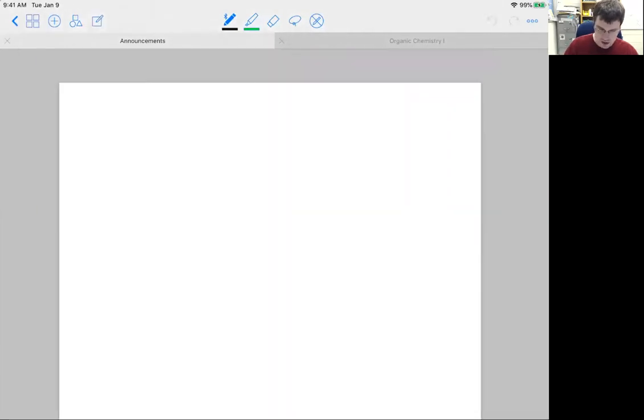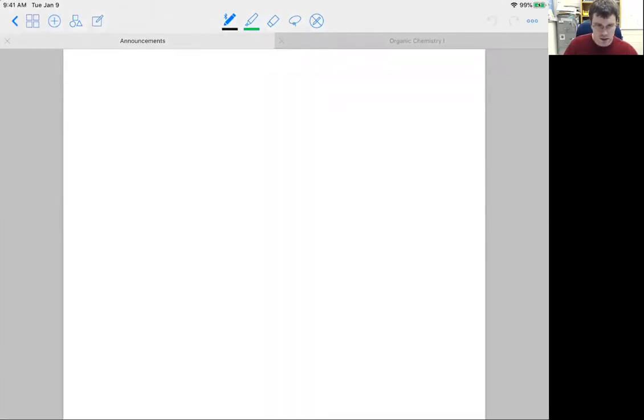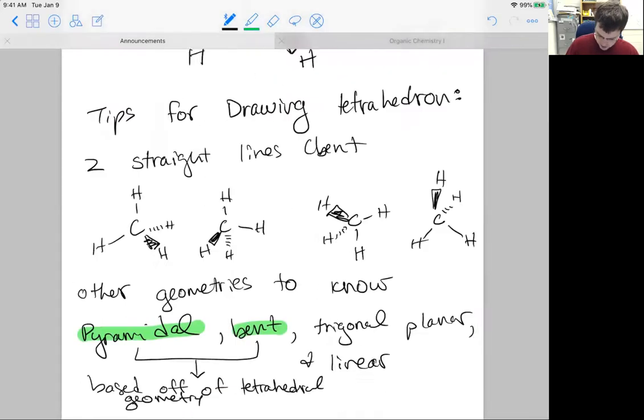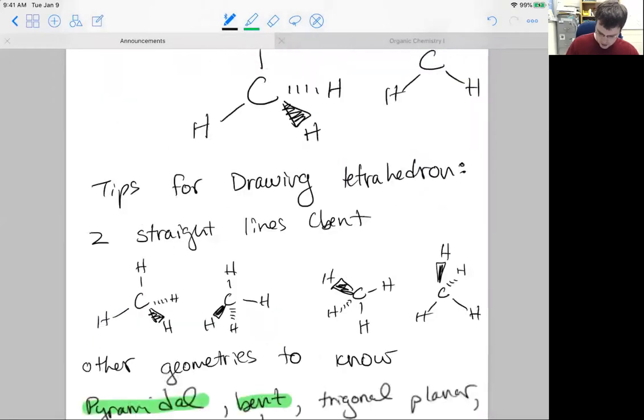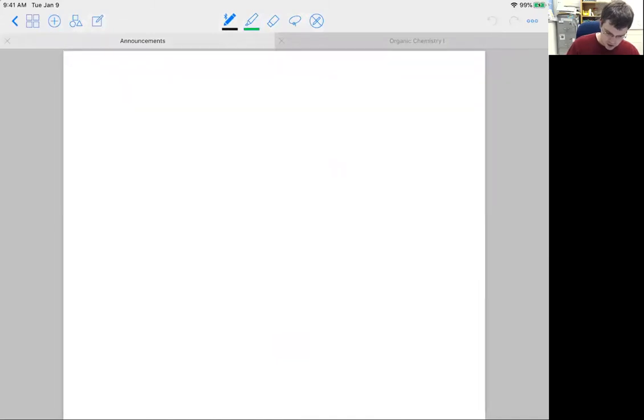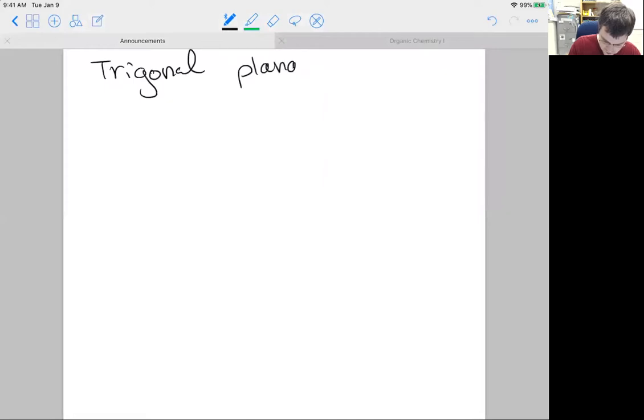So going on to the next page, what we want to look at is our first example of, did I do this right? Yeah, pyramidal, and bent. Okay, so the first example I want to look at is the trigonal planar molecular geometry.